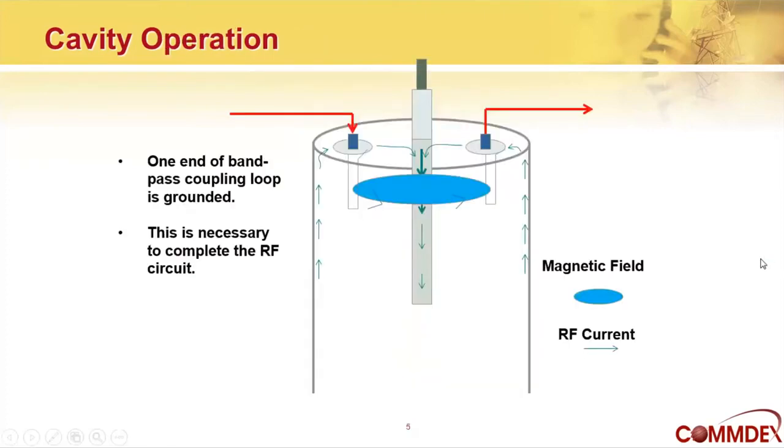So how does it work? In the case of a bandpass cavity, one end of the coupling loop is grounded. So this completes the RF circuit. So it goes in to one connector. The magnetic field resonates inside the cavity, is picked up by the second coupling loop and goes out. But it only has a tight coupling at the resonant frequency.